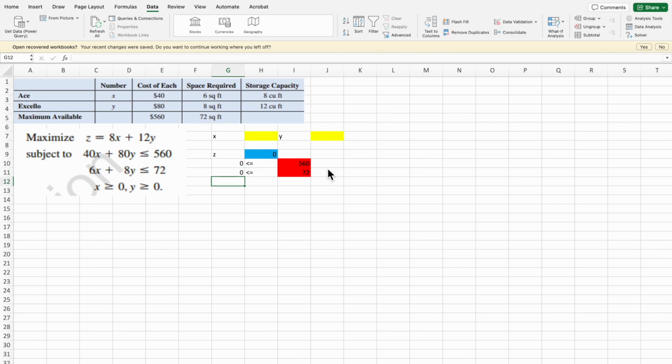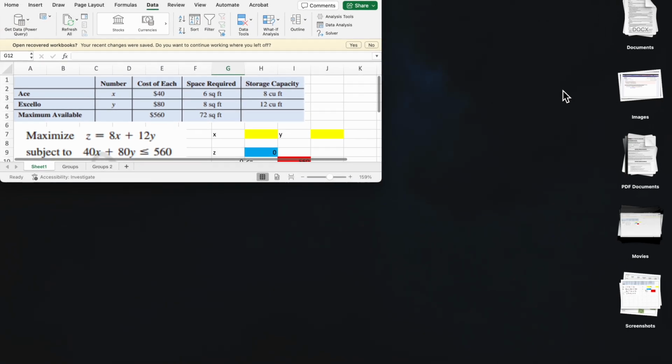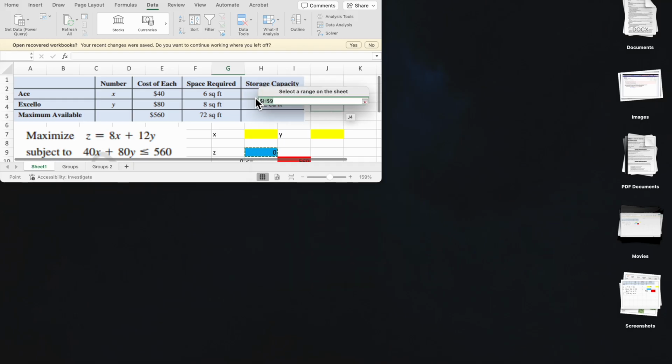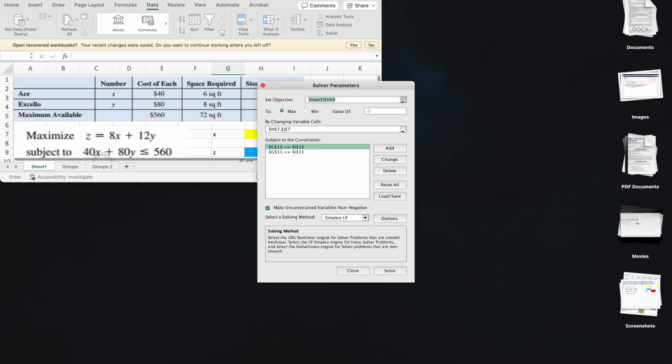Okay, now all of our functions are already set up. We can use Solver to calculate the optimal values of x and y, also C. We can find that under Data, and Solver is here. First, we need to set the objective. As we want to maximize the value of C, we're going to select this one.